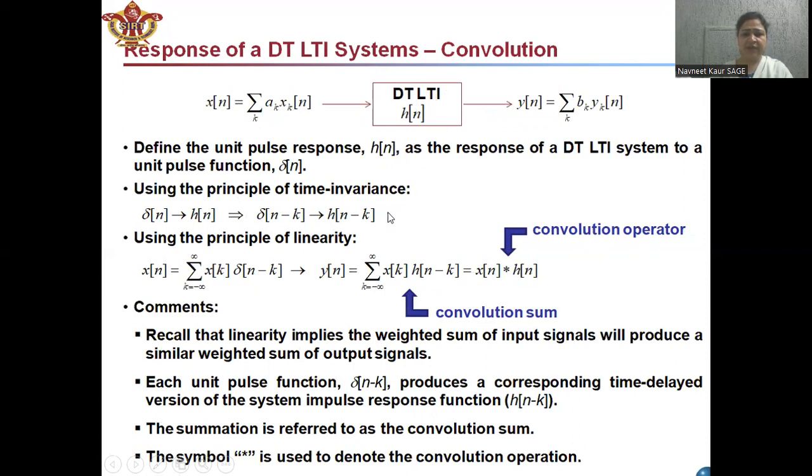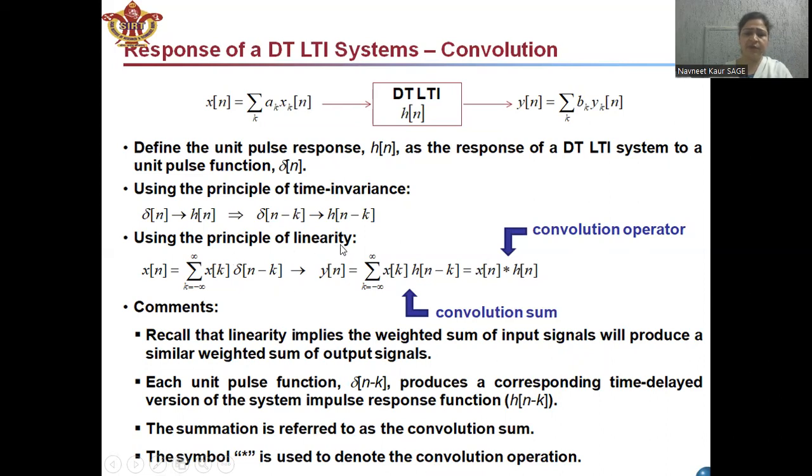Now, the time invariance property says that a delay in time does not change the signal. So if the input delta[n] is given and the output is h[n], and I shift delta[n] by k units, then the output will also be shifted by k units.